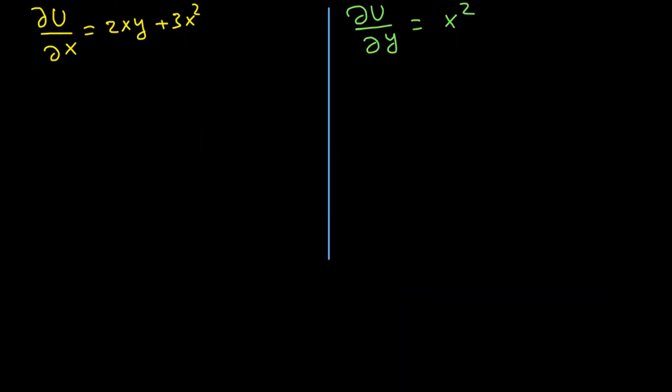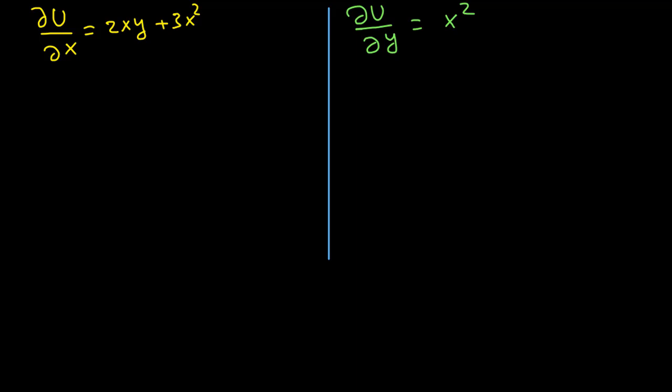Okay, so from the previous step we have reached this conclusion that we have partial u by partial x equal to 2xy plus 3x squared, and partial u by partial y equal to x squared. We will use these identities to find the function u of x and y.